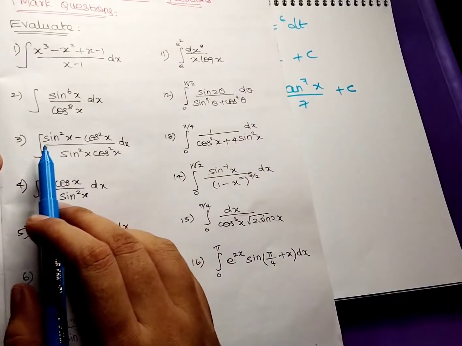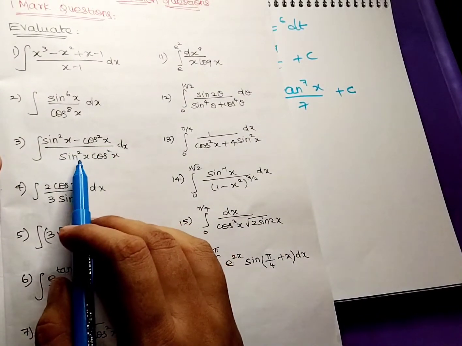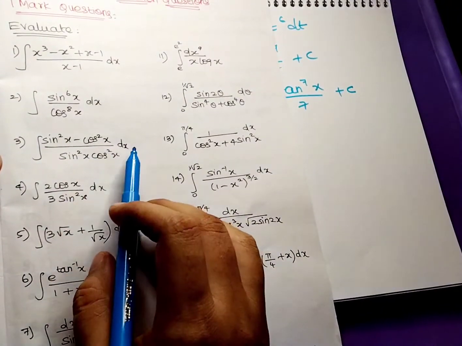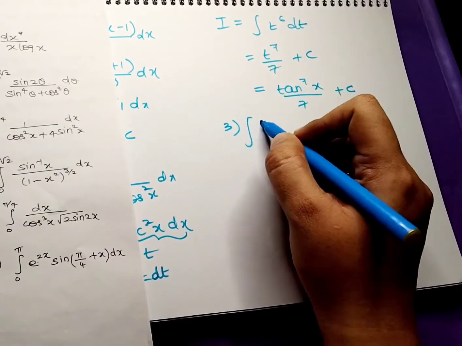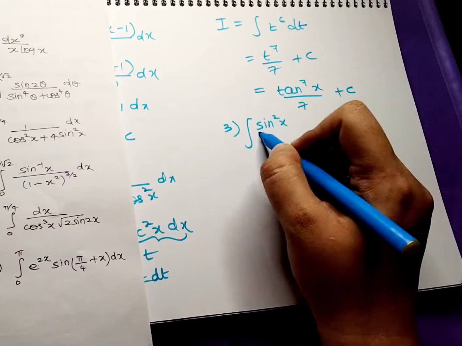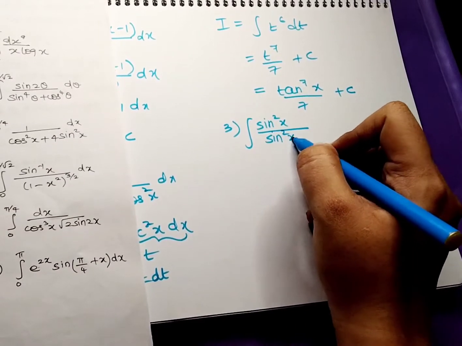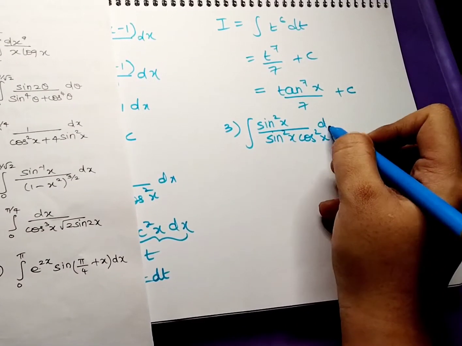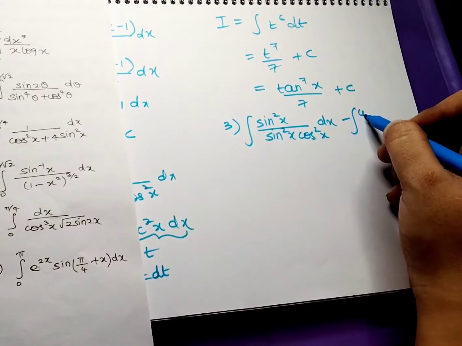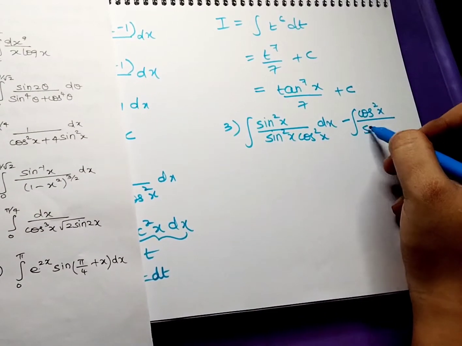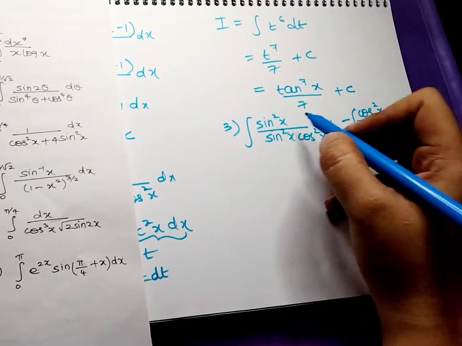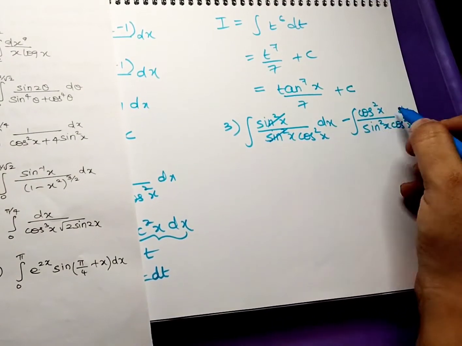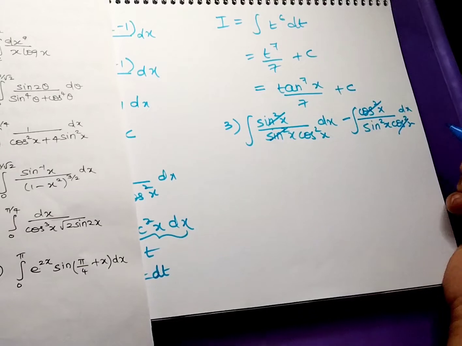Question number 3, integral sine square x minus cos square x by sine square x cos square x dx. We can take it separately, that is, sine square x by sine square x cos square x dx, in between minus, cos square x by sine square x cos square x dx. So sine square gets cancelled in the first term, and cos square x gets cancelled in the second term.